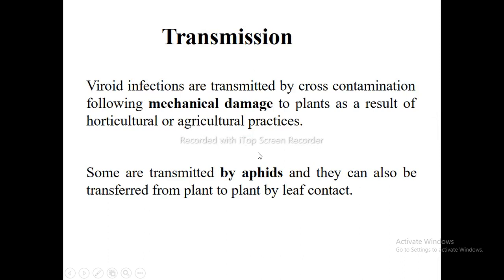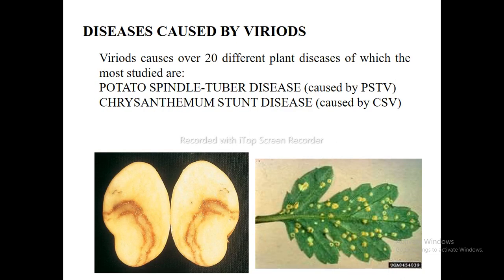Now there are several modes of transmission of these viroids. One of them is through mechanical damage that can occur during horticultural or agricultural practices, and they can also be transmitted by aphids as well as from plant to plant by leaf contact. There are several diseases caused by viroids, about 20 diseases.